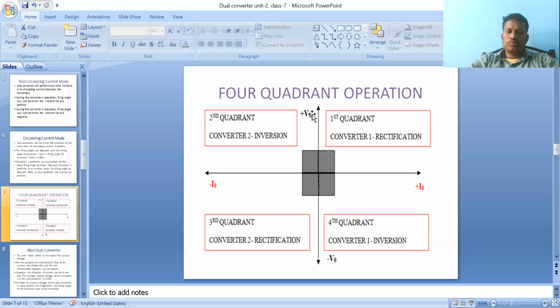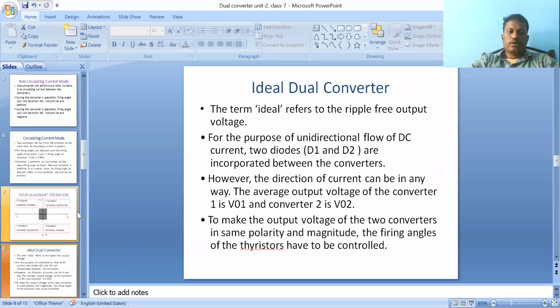Suppose output voltage is positive and output current is negative, which means it is the second quadrant. We can convert to inversion mode. Always, converter 1 is rectification and converter 2 is inversion mode. Similarly for the third and fourth quadrants. So we can obtain all four quadrant operations by one converter. That converter is called a dual converter. It is also called an ideal dual converter.